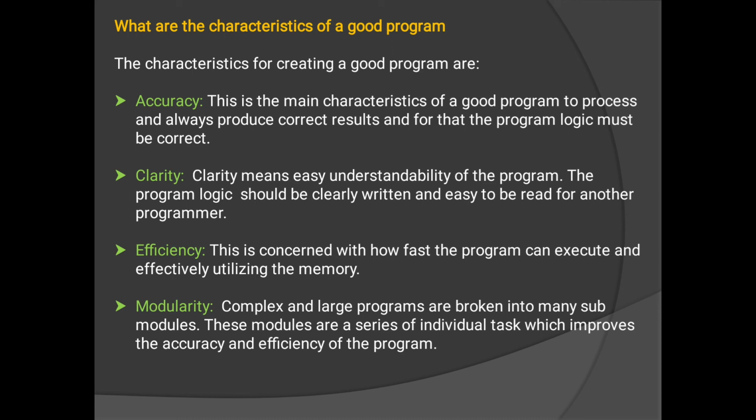Now, clarity. Clarity means easy understandability of the program. The program logic should be clearly written and easy to read for another programmer. That means the readability of the source code should be understandable enough for other programmers also, so that any modifications to be done can be done easily. Next is efficiency. This is concerned with how fast a program can execute and effectively utilizing the memory, right?